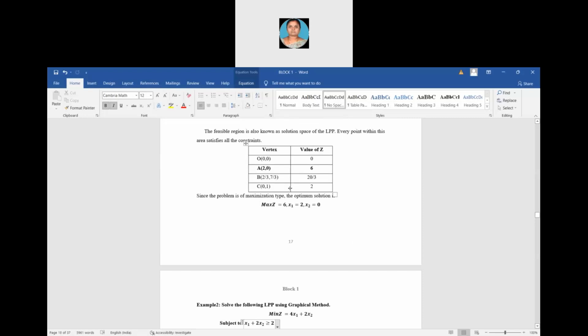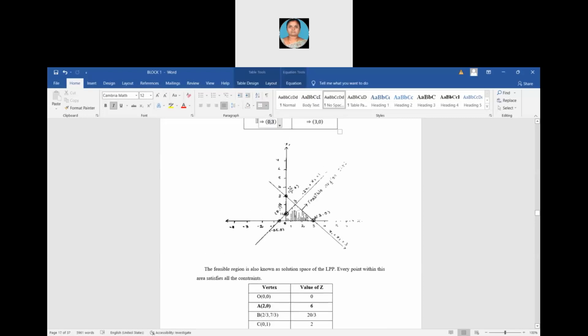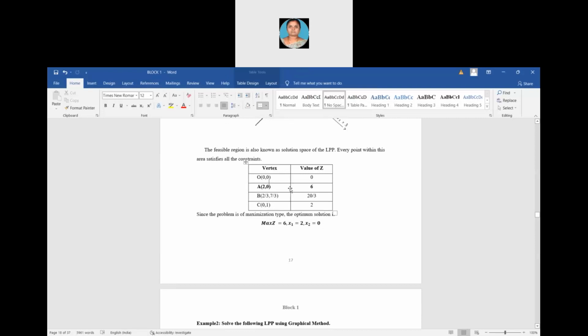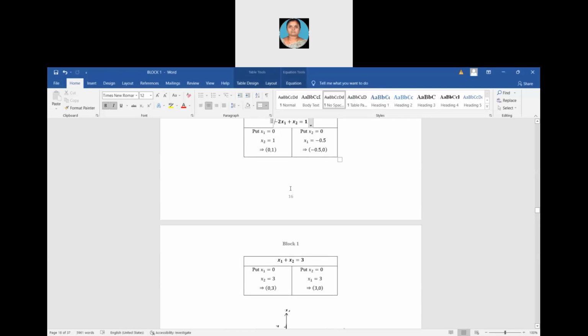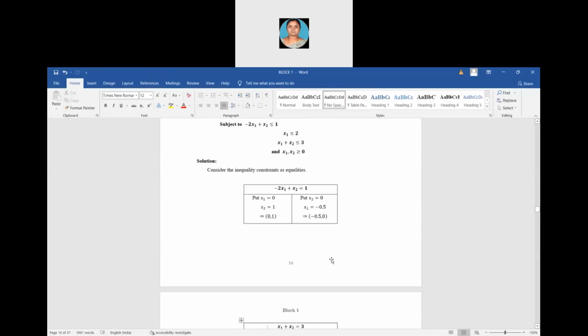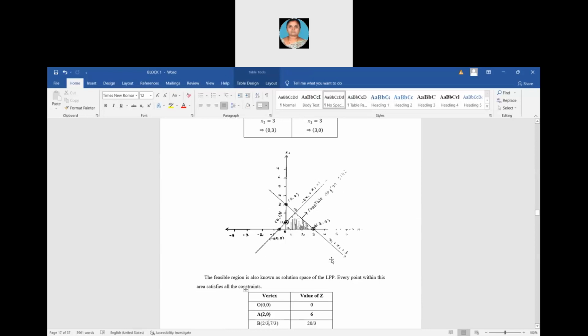So what are all the vertices we are having here? Means 0 comma 0. Another one is 2 comma 0. Another one is 2 by 3 comma 7 by 3. Another one is 0 comma 1. All these we can take as our vertices. Already, how many coordinates are we having? 0 comma 1, minus 0.5 comma 0, and another one is 0 comma 3, 3 comma 0 we are having.